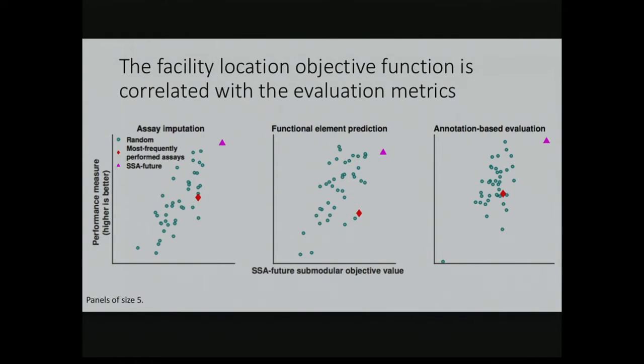Okay. And the first thing we did was just look and see to what extent the facility location function agrees with these various external evaluation metrics. So each of these vertical axes are one of those three things. This is the R-squared, the area under the precision recall curve, and the variance explained. And all of the blue dots here are just randomly selected subsets. We also included here one heuristic for choosing a subset, which is the panel of assays that was most frequently performed across all the cell types. And then here's what was selected by the submodular procedure.